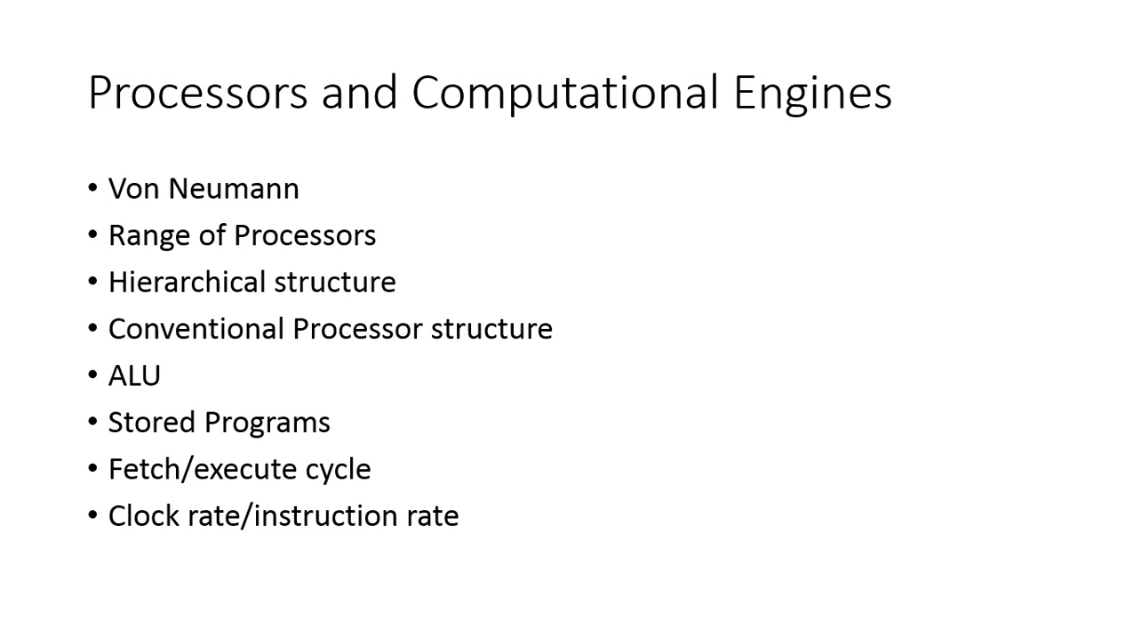And then the next thing we went on to, this is when Dr. Bresnay was there, went on to Chapter 4, which is processors and the computational engines. So namely the von Neumann diagram, different types of processors, hierarchical structure, conventional processor structure, ALU, stored programs, and how that works with the fetch-execute cycle. You should be able to trace out programs and how they're loaded from stored programs in memory into the registers and how they're executed. And also you should be able to talk about the clock rate and the instruction rate and the differences between those.